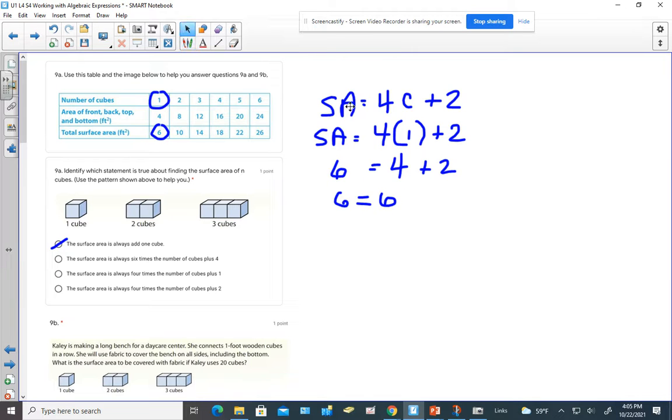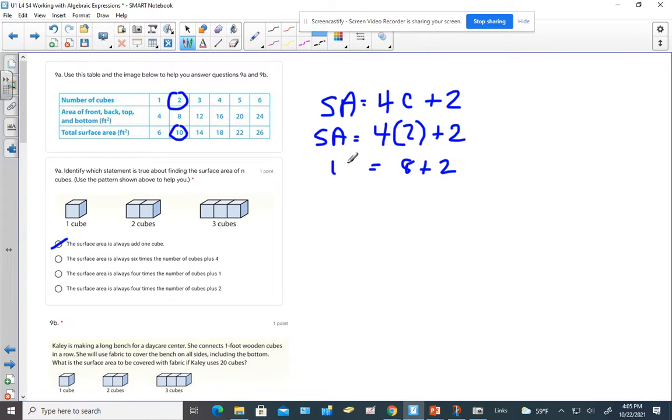Will it work for the next values? So that would be for the 2 and the 6. So if we erase the 1 and replace it with the 2, let's see if we get 10. 4 times 2 is 8, and 8 plus 2 is 10. So it works for this one. Before we're satisfied, we should try it for the next set, 3 and 14.